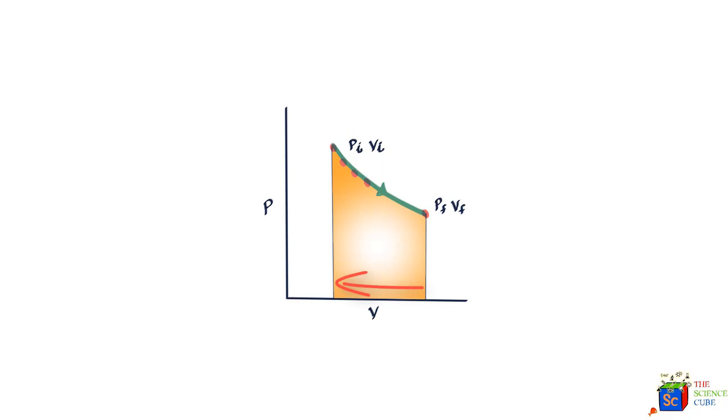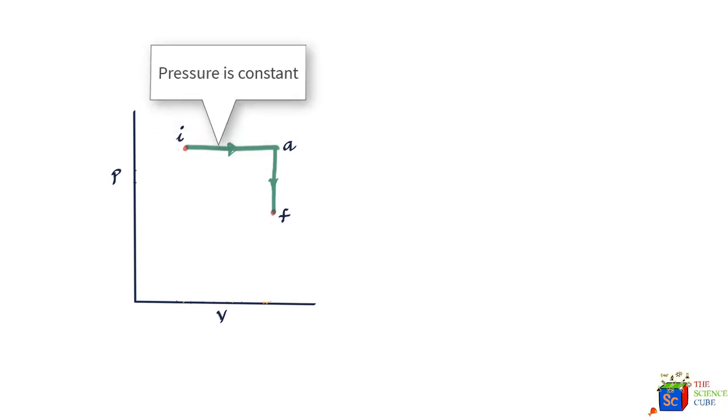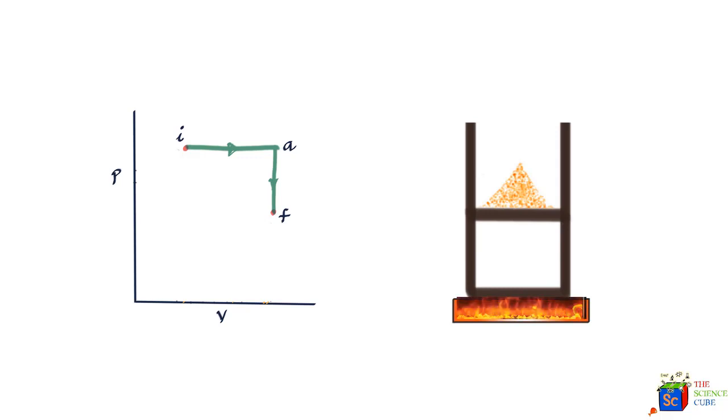Well, another path could be that we take the gas first from I to A and then to F. So what we do is first we increase the volume of the gas while keeping the pressure constant. That is, we do not remove any grains of sand between I and A. But then you may ask the question, how do we make the volume change? Well, we can make the volume change by adding heat and making the kinetic energy of molecules of gas higher, so that they start bouncing around faster and harder against the piston head and therefore push the piston up.